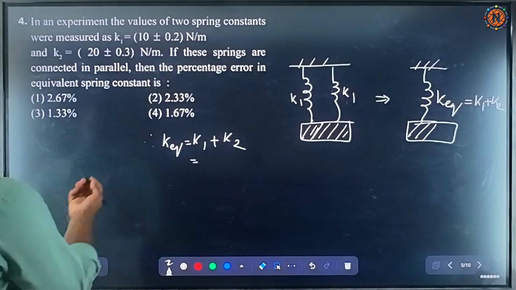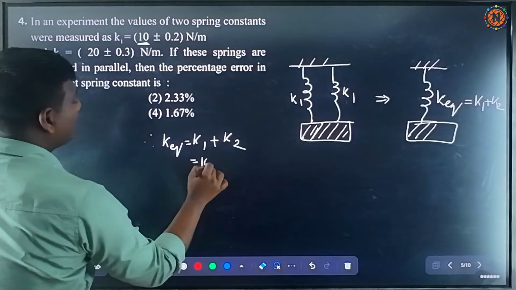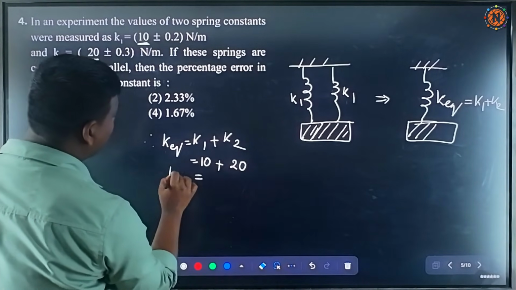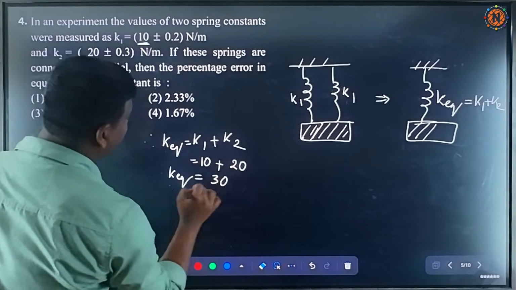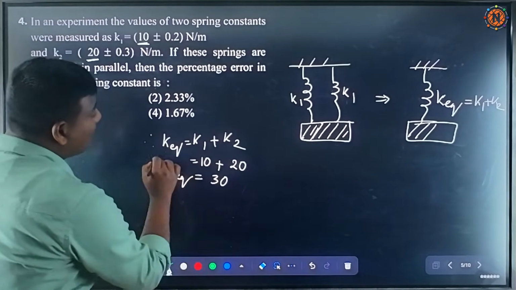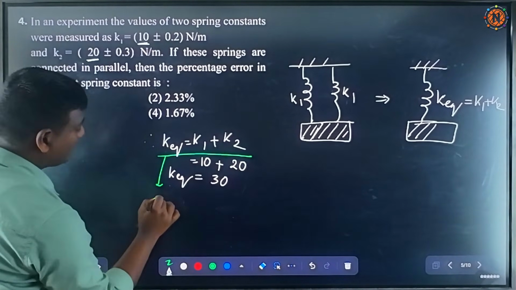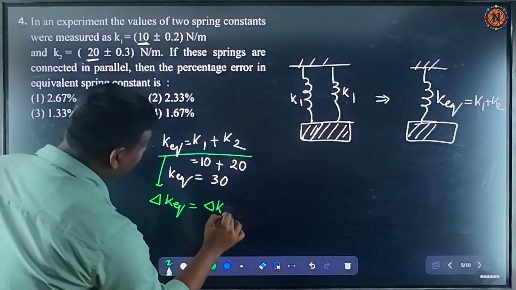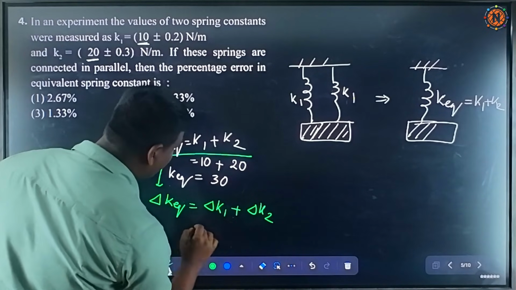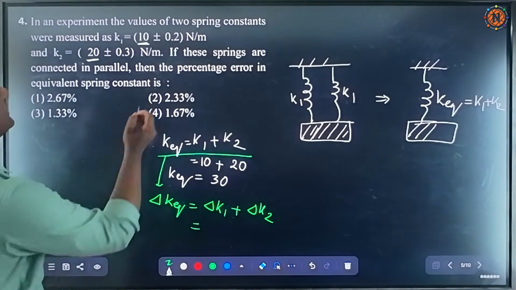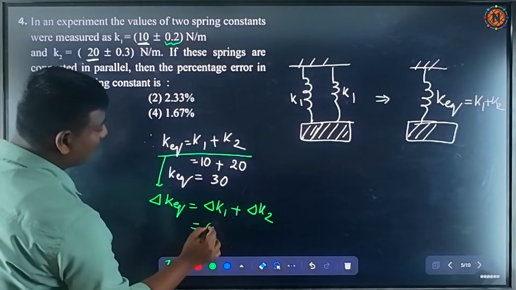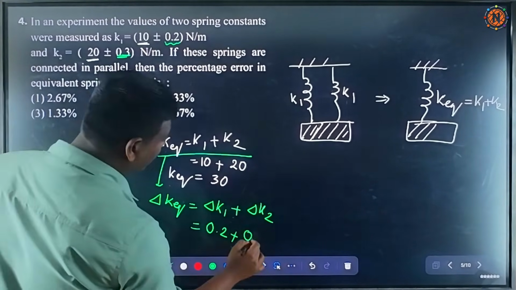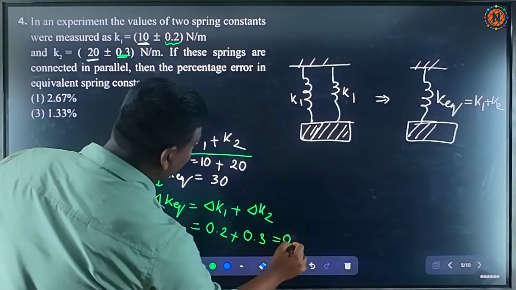Take this value as 10 and this value as 20. So K equivalent will be 30. Now from this equation, you take the derivative: delta K equivalent can be written as delta K1 plus delta K2. This means change in K1 is how much? 0.2. You take only the magnitude, plus change in K2, which is 0.3. So that will be total 0.5.